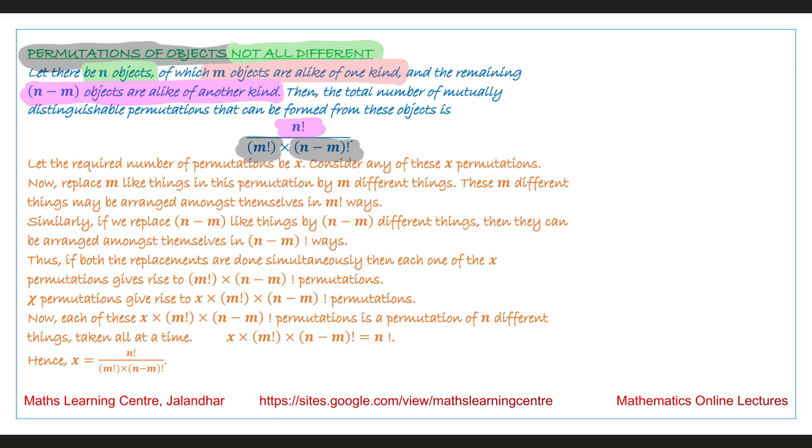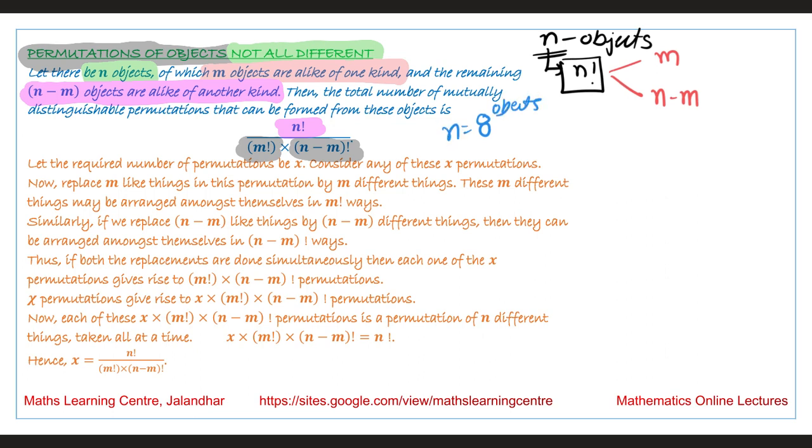Now to prove this result, we start with, suppose we have total n objects. So the total number of permutations that we can form from these n objects, suppose they are all different, is n factorial. Now out of these n objects, we have m objects of one kind and n minus m objects of another kind. To simplify, suppose we have total 8 objects, the value of n is 8, which are all different.